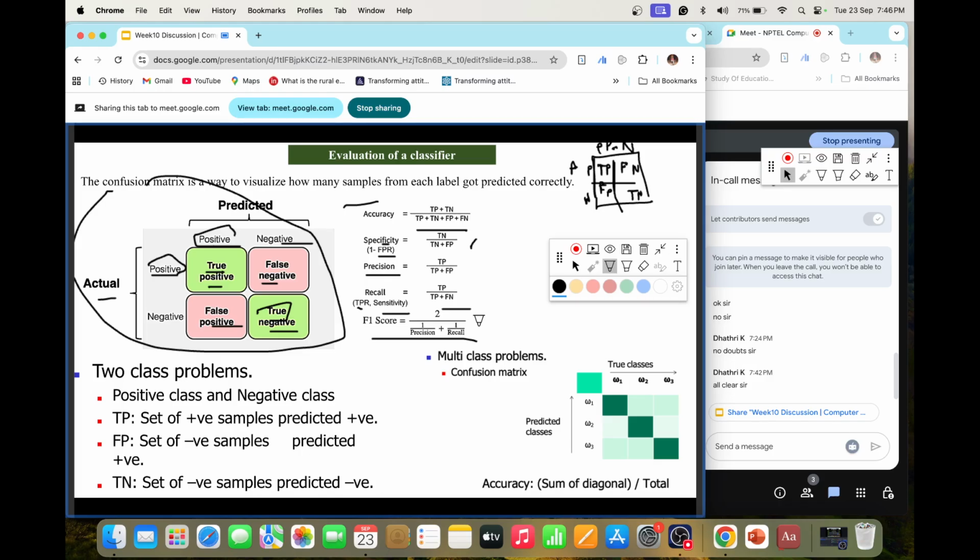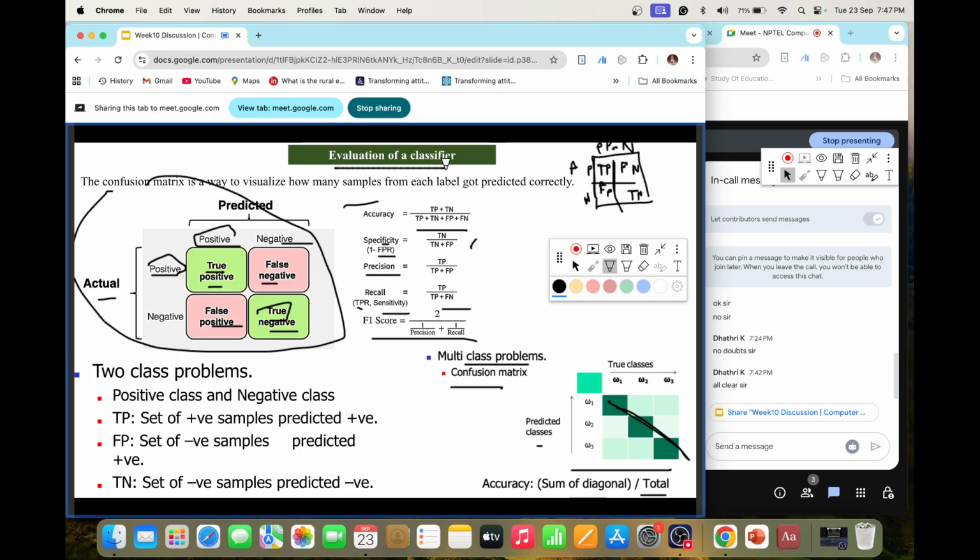Okay, so this is regarding the class confusion matrix. Now a confusion matrix can also be formed for a multi-class problem. It is a 2-class problem when we have 2 classes, positive and negative. It can also be for a multi-class problem. So you can see we have 3 classes here, W1, W2, W3, and W1, W2 and W3. So based on this also we can form the confusion matrix. Here accuracy is nothing but the sum of the diagonal divided by the total, which will give you the accuracy of this confusion matrix, or this classification.